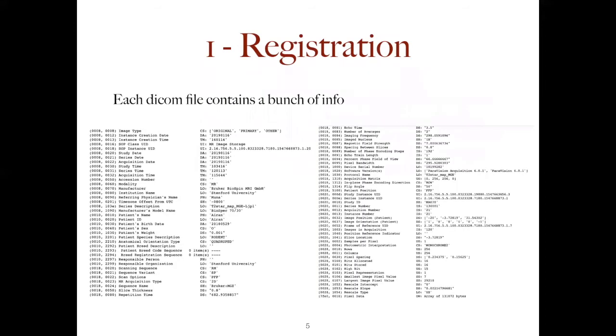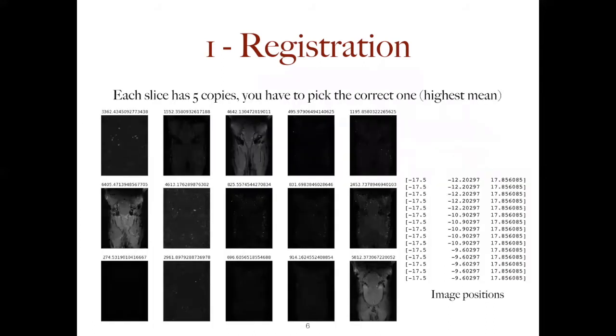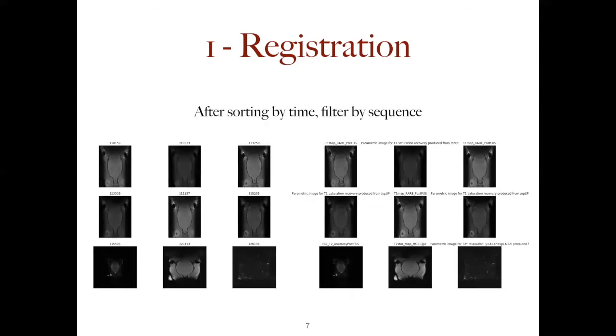So each DICOM file contains a bunch of information. Important features to note include image type, series time, series description, and image position. I use these features to organize the data. So if you go through each DICOM file and display the image, you'll notice that each slice has 5 corresponding images. You can see in this plot that each row corresponds to the same image position. So the program has to automatically select the correct image out of the 5 to use. And I found that selecting the one with the highest mean does the trick.